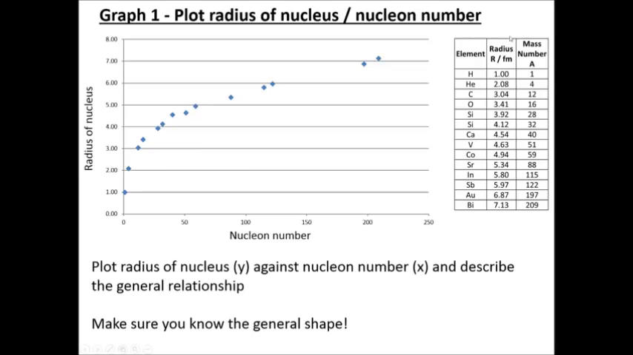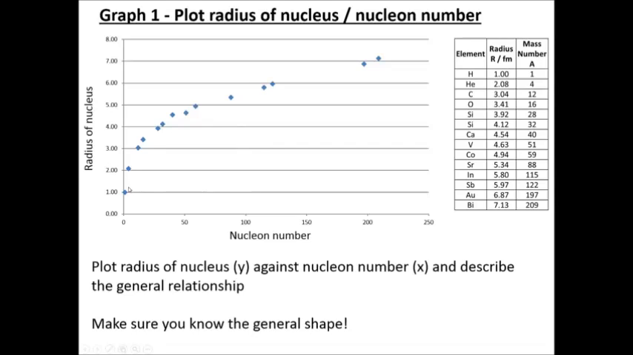If you did want to pause this and put this into an Excel document and do it yourself, I've just got a few isotopes here and their radius, known radius from using electron diffraction, and their mass number. So for this first graph, radius of nucleus, that column here, against nucleon number, this column here, we get, unsurprisingly I suppose, that initially the radius of the nucleus increases significantly and then it levels off.